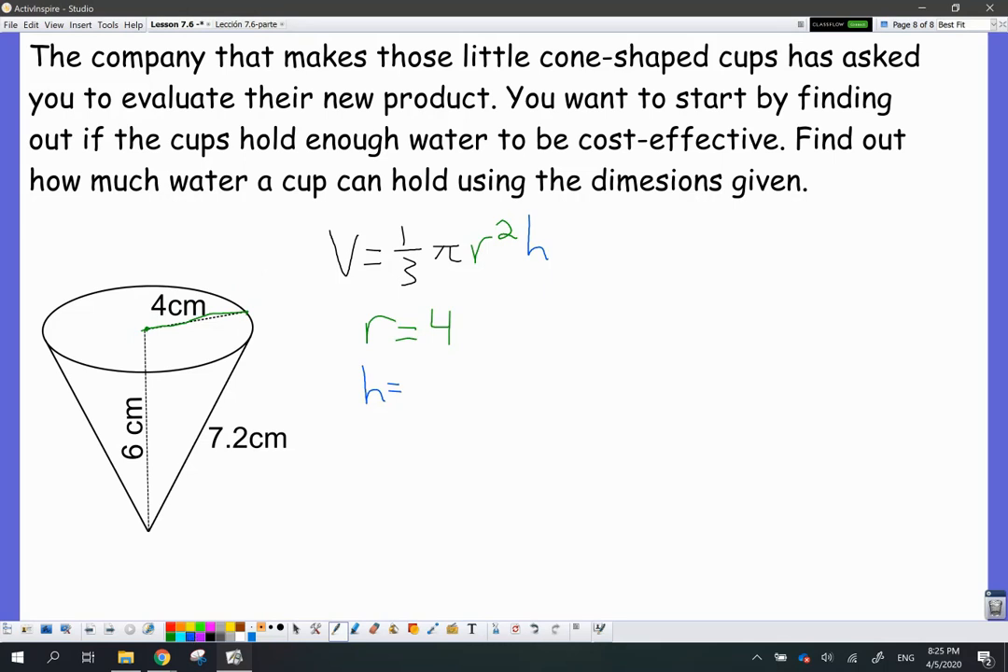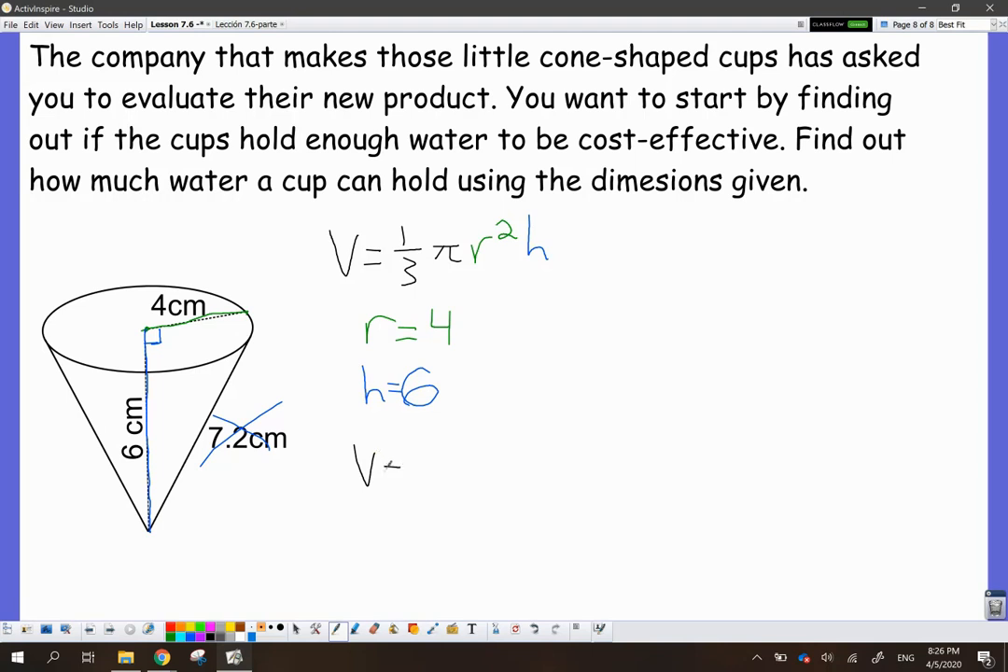And the height of our cone, we have 2 numbers here. Which one's it going to be? If you guess 6, then you are correct. Because remember, this 7.2 right here is the slant height, and we're not using that. We're only using the height that goes from the apex down to the base, and it's perpendicular to the base. So we have our radius, we have our height. Let's plug those into our formula and see what we get.